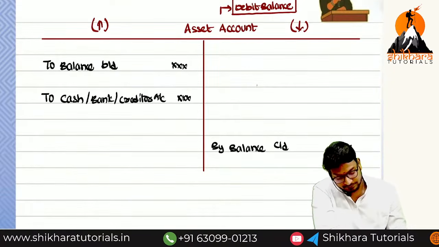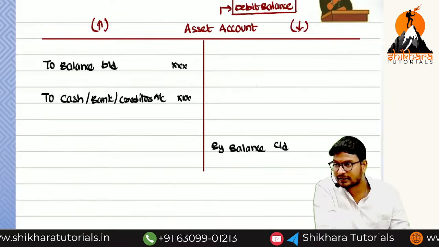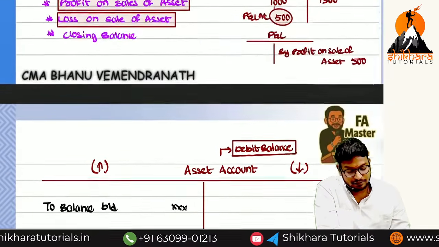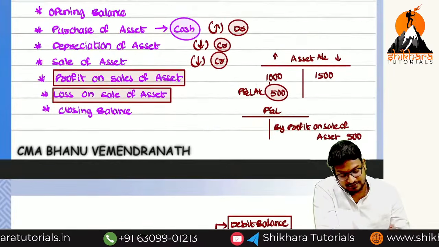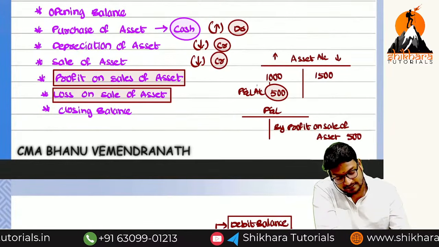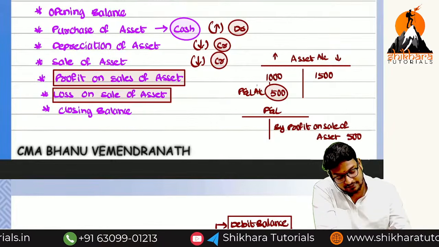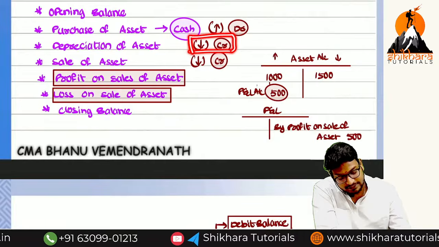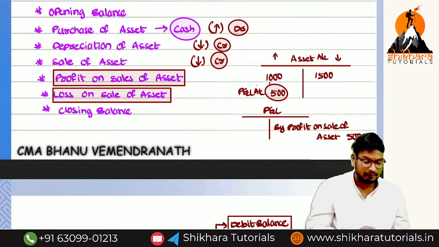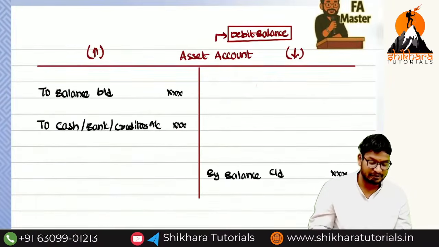Next one. So sale of asset, depreciation. Through depreciation, is the asset value increasing or decreasing? So the asset value is going to decrease. Which side do we have to record? Credit side with the name of depreciation. So by depreciation.